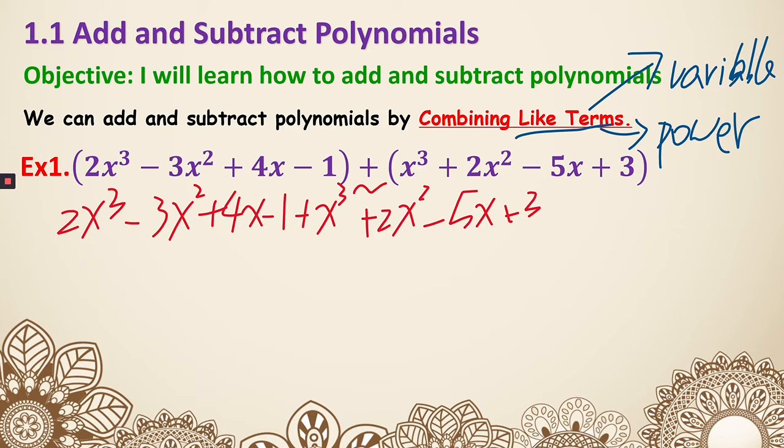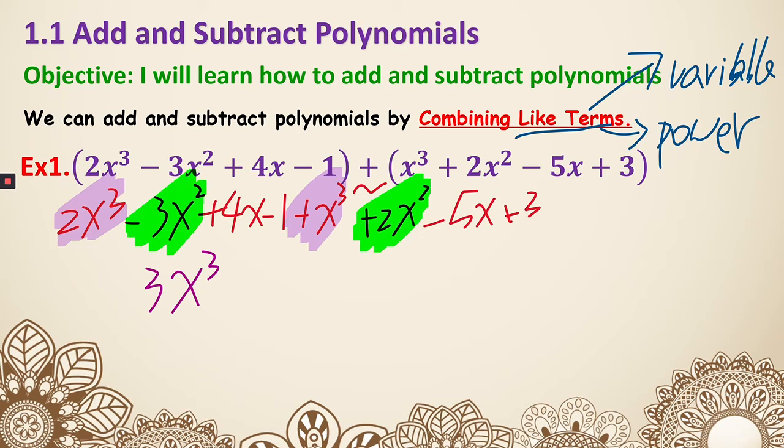Now let's look for like terms. I do see this 2x cubed with this x cubed. That gives us 3x cubed together. Next, I do see this negative 3x squared and this plus 2x squared. Remember, the sign goes with the number and the variable. That together is a term. So negative 3x squared plus 2x squared gives us minus x squared.